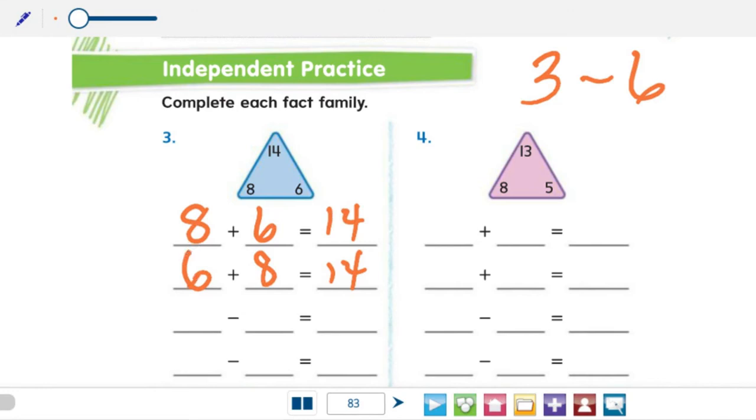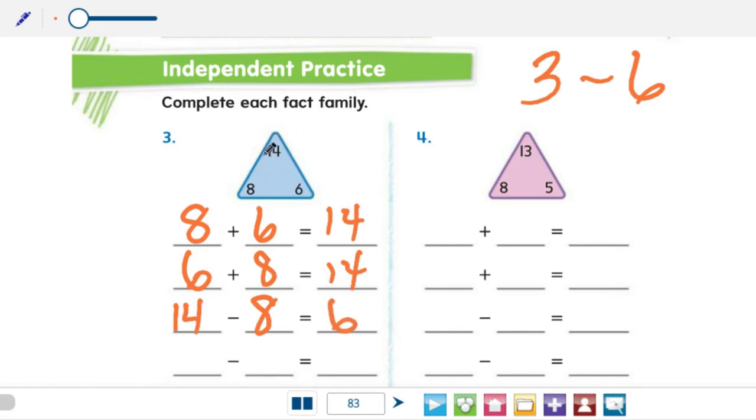All right, so now we're going to go ahead and look at our subtraction problems. Well, I know that whenever I'm doing a subtraction problem, I'm going to start with the largest number. And in our fact triangles, that's always the one that's up on top. So I'm going to start with 14. I'm going to slide down here to 8. So 14 minus 8. So I've used 14, I've used 8, and now I need to put 6.